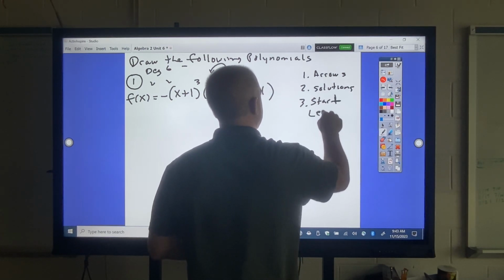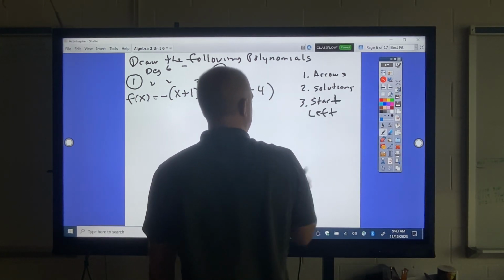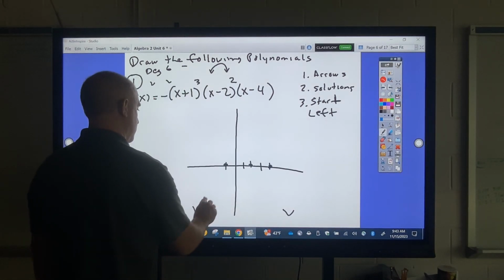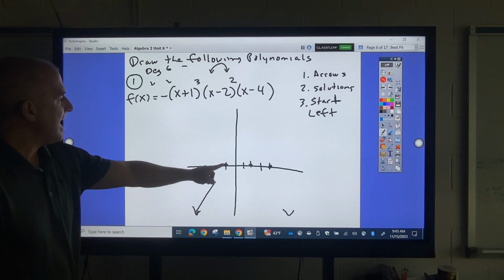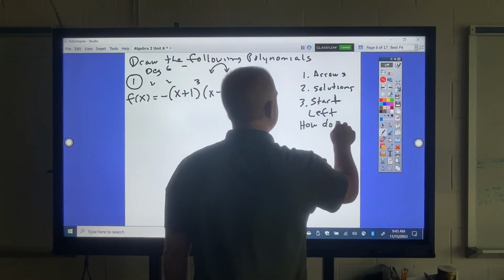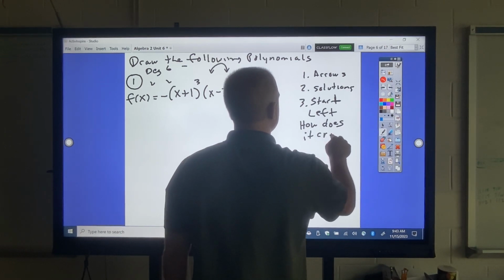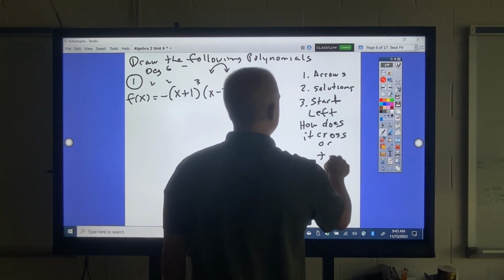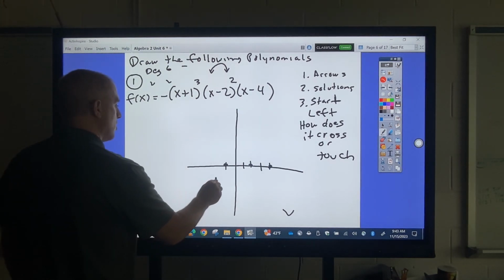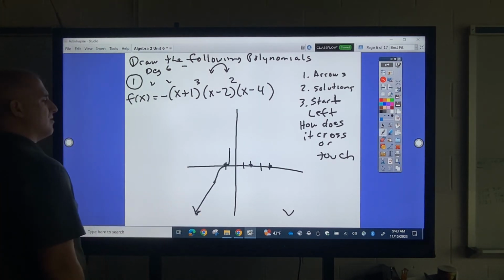Start from the left. All right, so with the left arrow, I'm going to approach this first 0. Okay, now at -1, start from the left. How does it cross or touch? So at this one, what's it going to do? It's going to curve through. So I got to make that little curve.